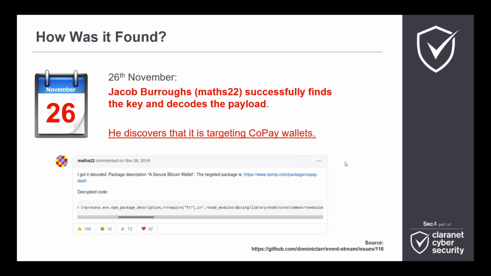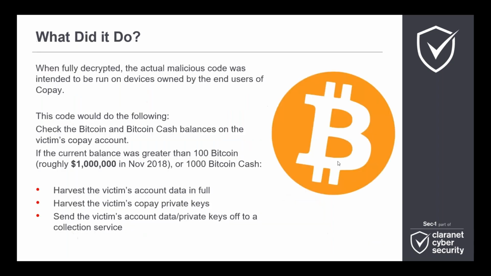The thing with this particular attack is that it was really sophisticated. The attacker put code in GitHub that was obfuscated through multiple layers and also encrypted, and could only be decrypted by people that were using Copay wallets. So there was kind of a challenge there to actually understand what was going on. And he discovered that it was actually Copay wallets that were being targeted, and he figured out the exact mechanism there. So what did it do?